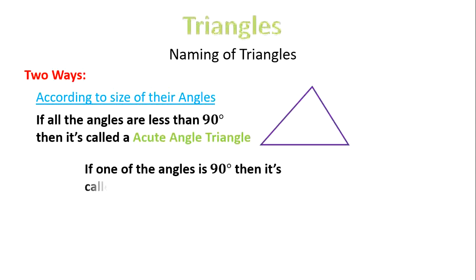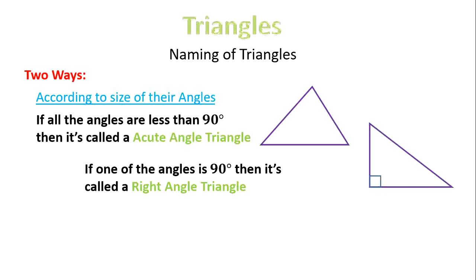Second one, if one of the angles is 90 degrees, then it's called a right angle triangle. And you can see there the diagram. On the bottom left hand corner is 90 degrees. And so that's called a right angle triangle.